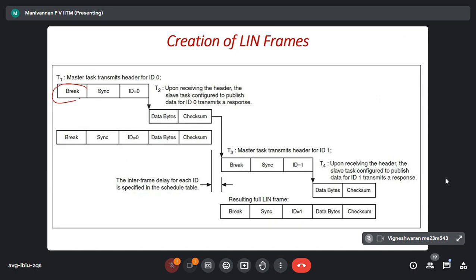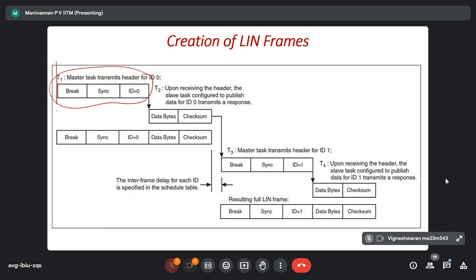You have the break frame. How many bits is the break frame? 13 plus 1, right? 14 bits. Sync frame, 8 bits. Then the data ID frame, 6 bits. Who is going to transmit this? Master. Please note this. In the exam, you are expected to show all these things. Right? Show the frames. Okay. This is transmitted by the master.